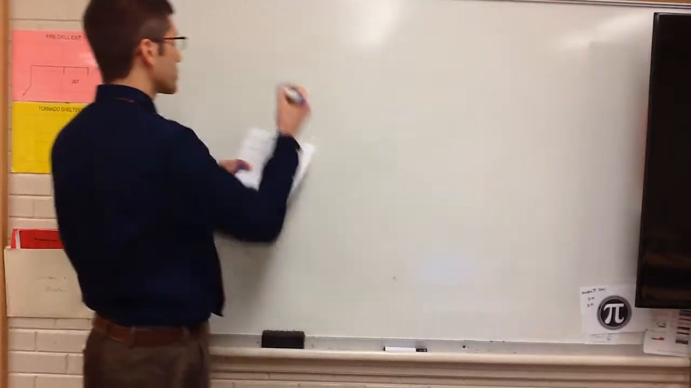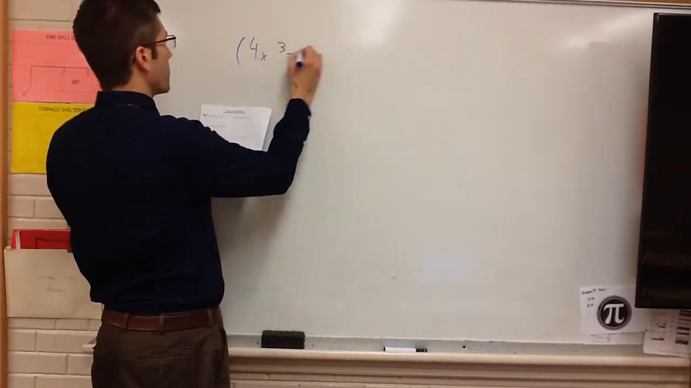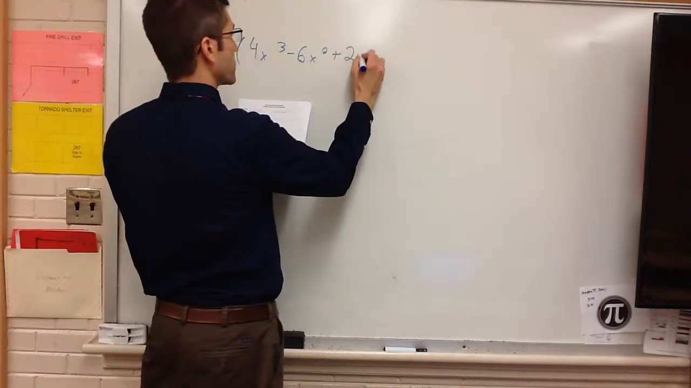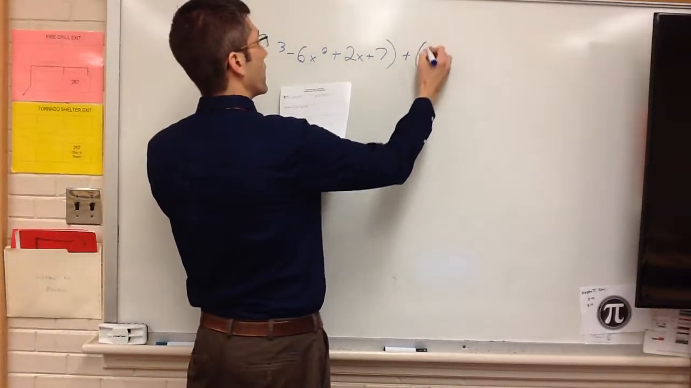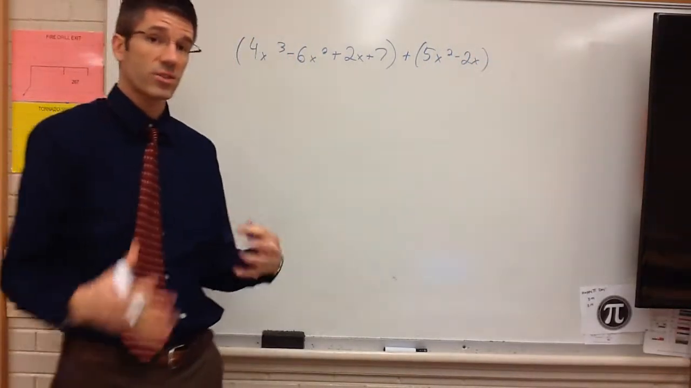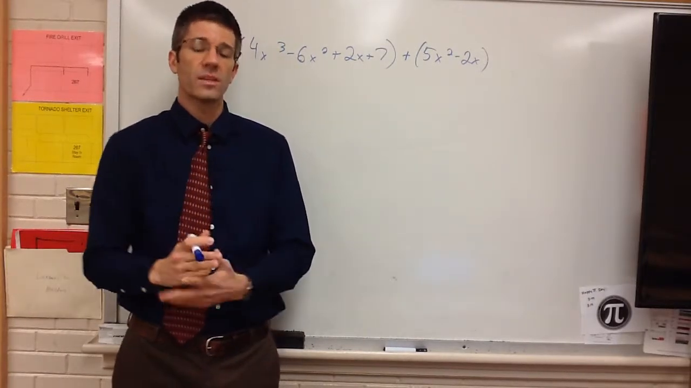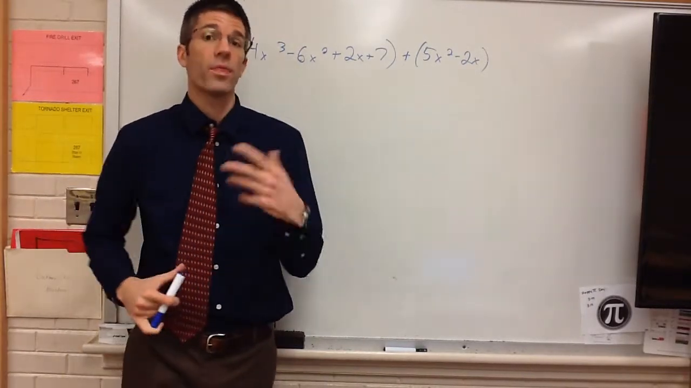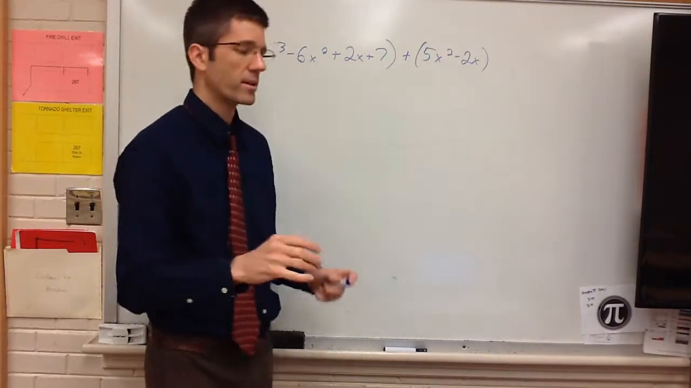So let's begin with the first one, and it's going to seem very basic at first. So we have 4x to the third minus 6x squared plus 2x plus 7, and that's all one quantity because it's all in parentheses. And then 5x squared minus 2x. You've seen this before. It's just a matter of putting like terms together. Like terms have the same variable and exponent. Let me rephrase that.